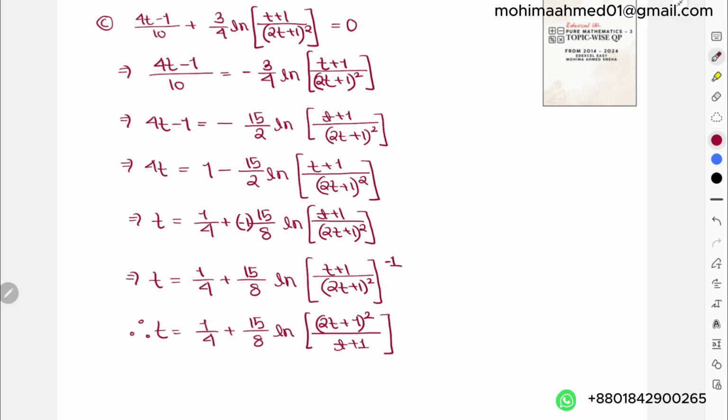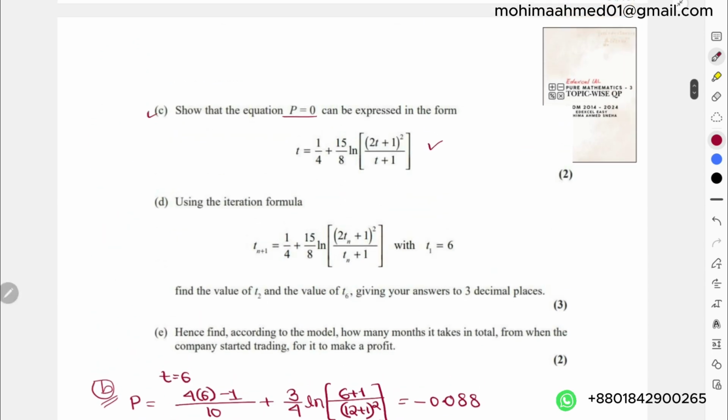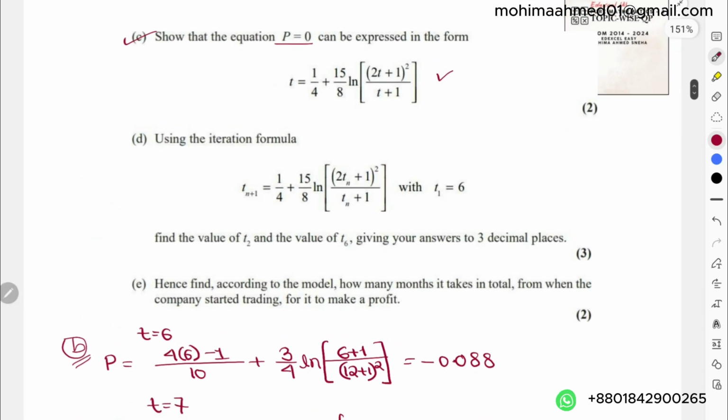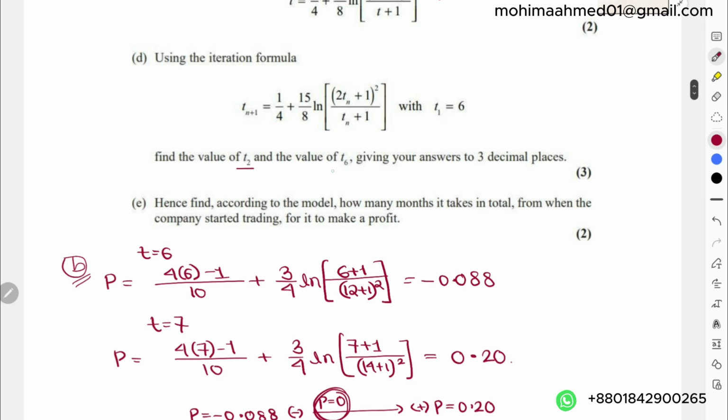Right? This is the answer that I was supposed to show in part C. Then if I move on to part D, where now this is your final numerical method iteration process, they have provided a question that T(n+1) is the formula of this, where we're going to write Tn inside, and T1 is equal to 6. Find the value of T2 and T6, giving an answer to 3 significant figures.